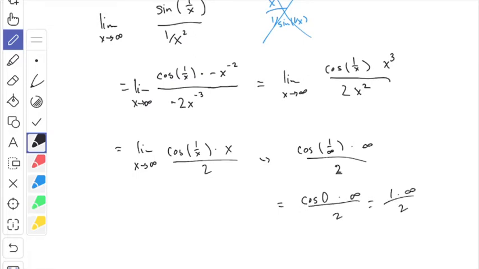What's your interpretation of that? Do I need to do L'Hopital's rule again, or can we stop at this point? Anybody have... Folks at home can shout out too if you want.